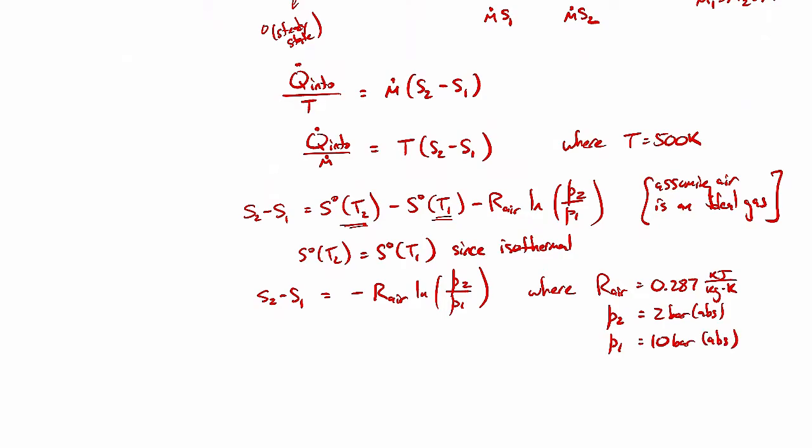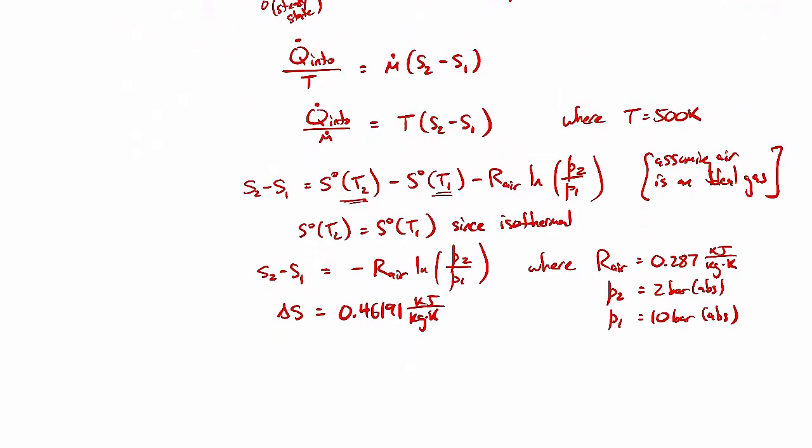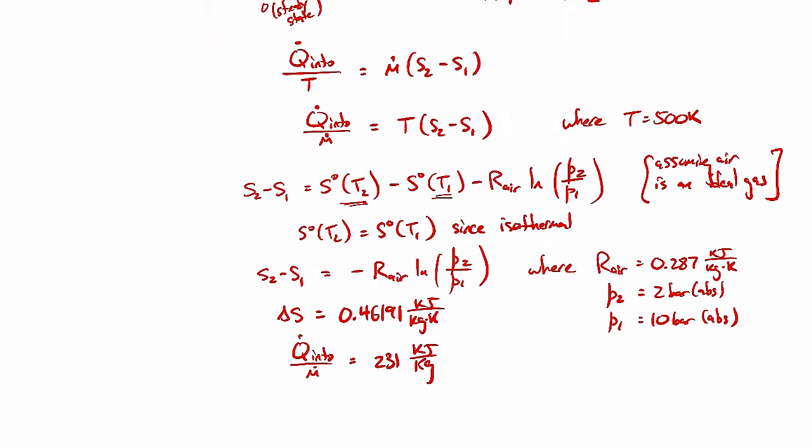So when you start plugging in the values, delta S is equal to 0.46191 kilojoules per kilogram Kelvin. And then the Q dot into over M dot comes out to be 231 kilojoules per kilogram. All right, so that's the very first part of the problem.